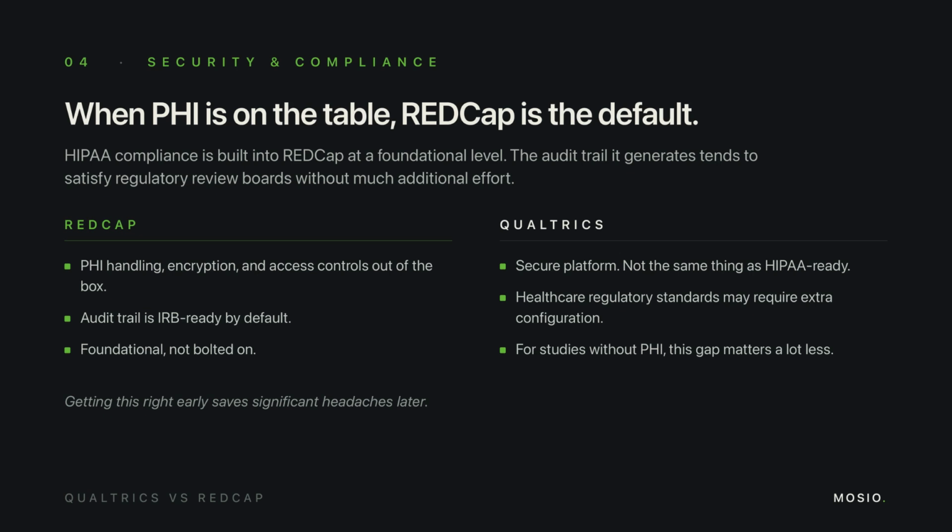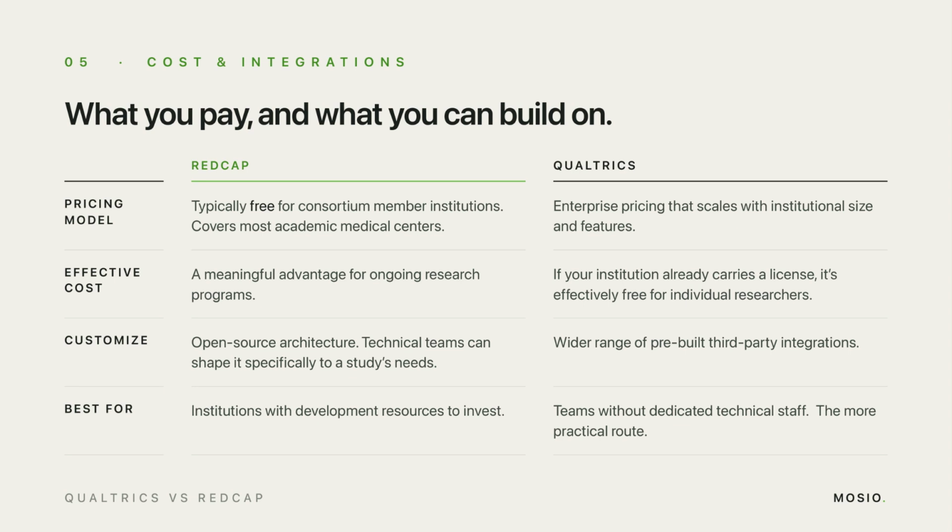REDCap's open-source architecture gives technical teams a lot of room to customize and build around it. Institutions with development resources can shape it quite specifically to what a study needs. Qualtrics has a wider range of pre-built third-party integrations. For teams without dedicated technical staff, that's usually the more practical route.